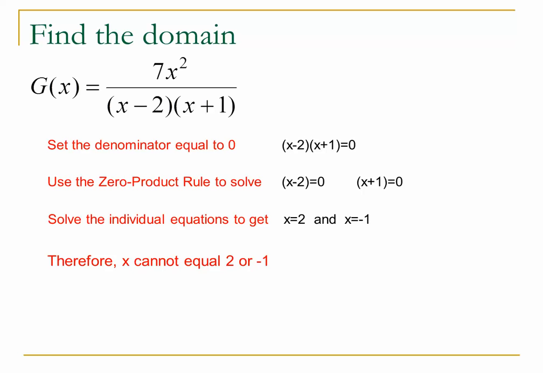The interval notation of this is a bit messy, so we'll go ahead and use set builder notation for this. And the set builder notation says x such that x does not equal negative 1 or 2.